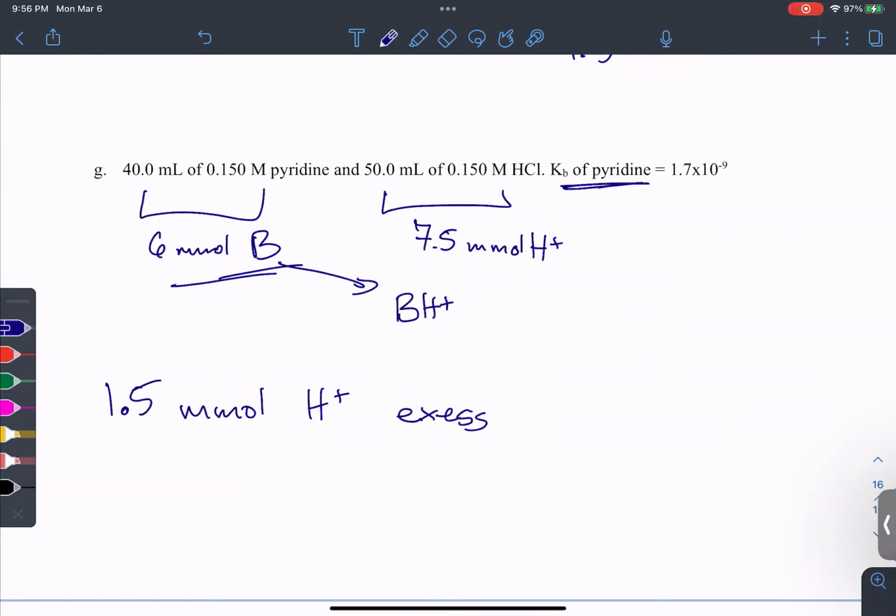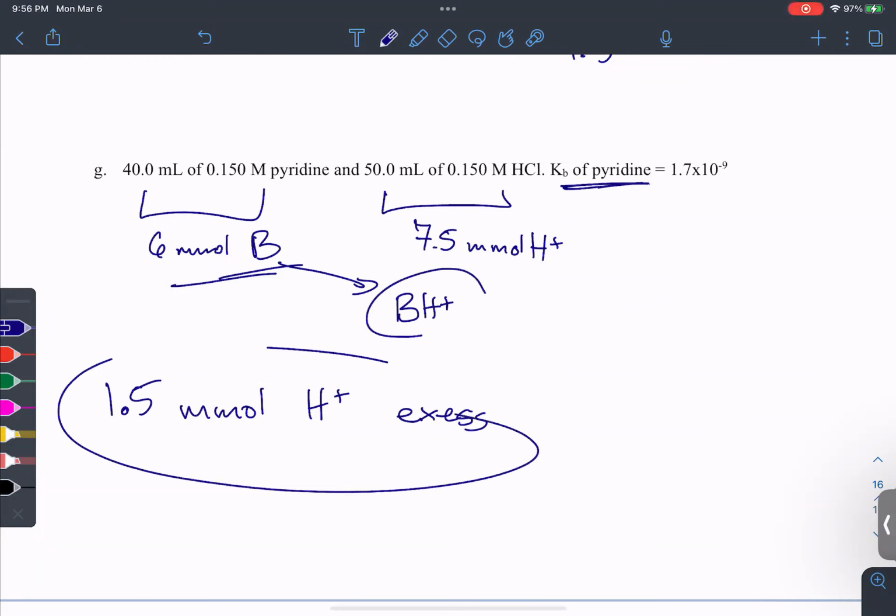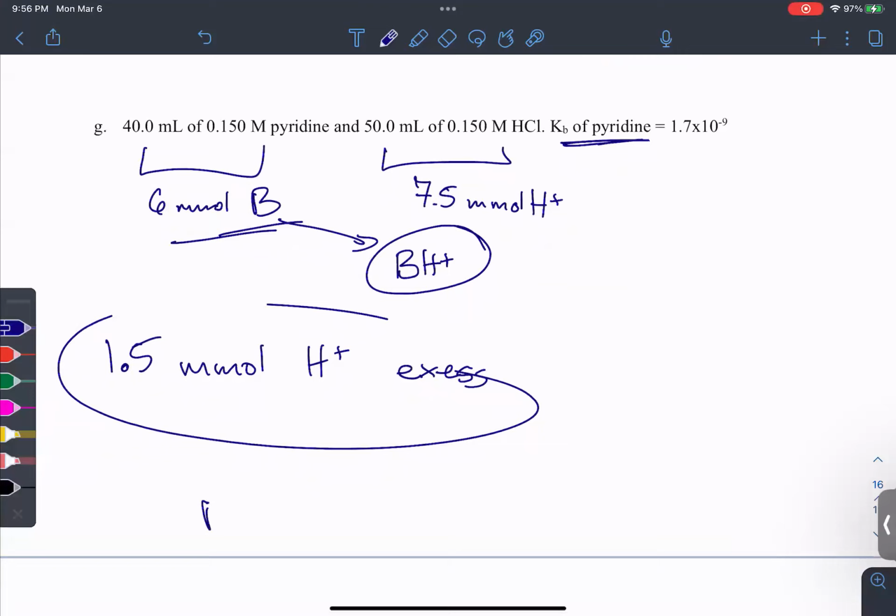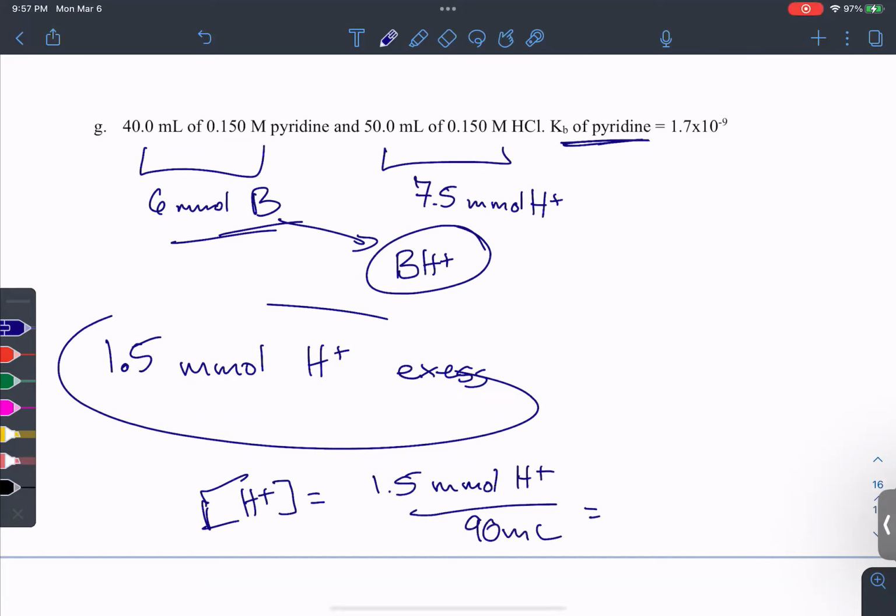It's a weak acid, right? But when you have a strong acid and a weak acid in a mixture, which one do you care about more? The strong acid. So the H+ is going to be 1.5 millimoles of H+ that comes from the strong acid over the total volume. What's the total volume? 90, yep, so 90 milliliters. And so that gives you some concentration. Again, this is coming from the excess HCl in this neutralization reaction.